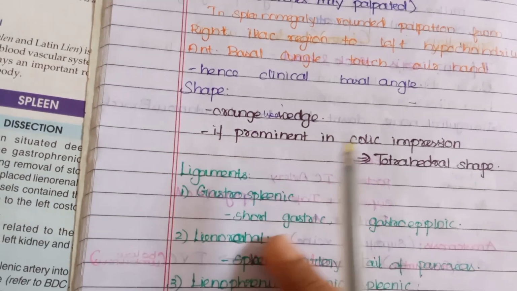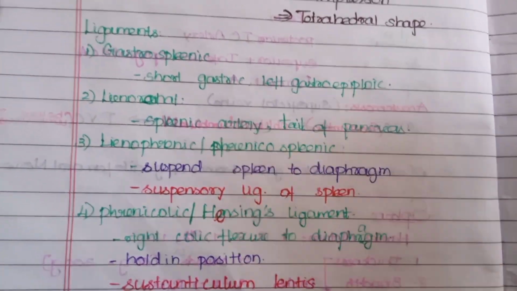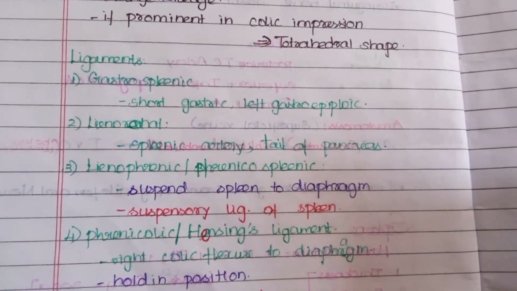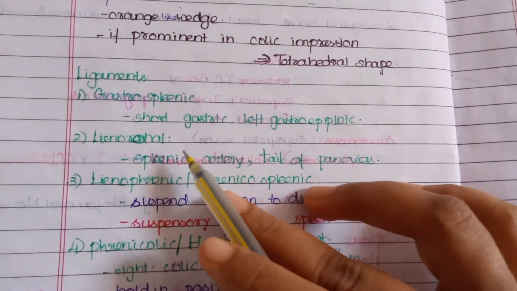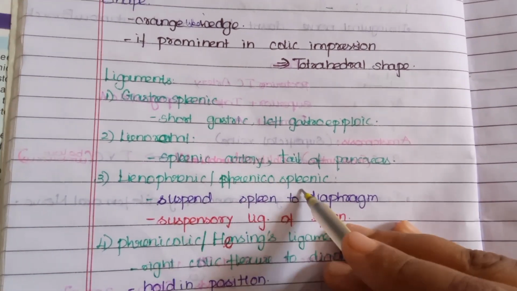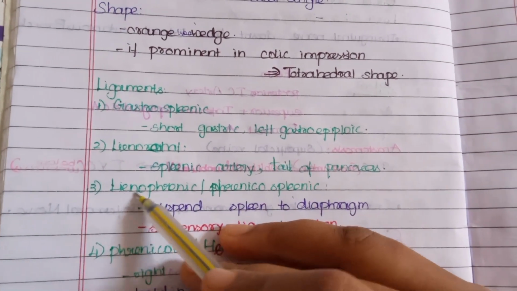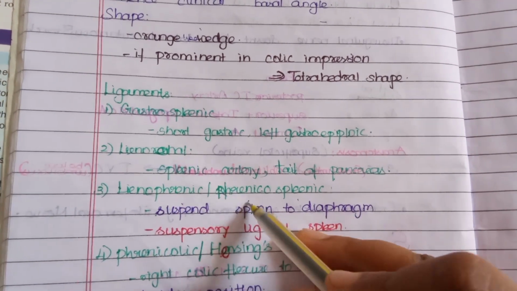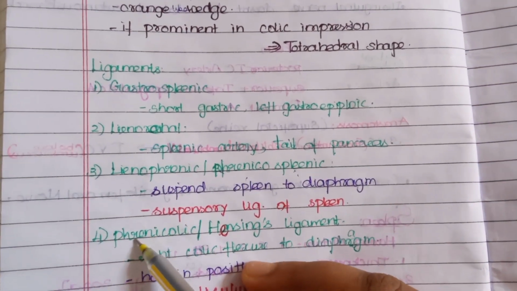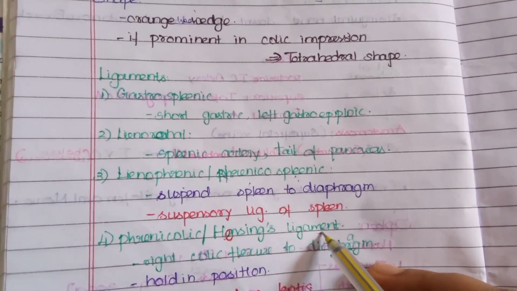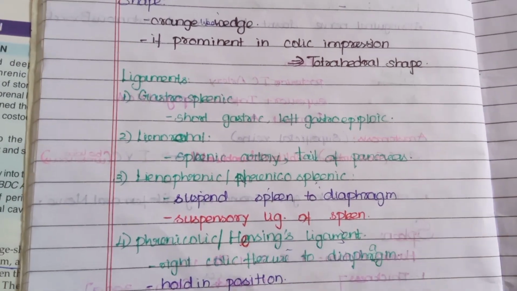Okay, ligaments of the spleen, very important. There are four ligaments: gastrosplenic, lienorenal, lienophrenic or phrenicosplenic. See, lieno means spleen only. And phrenicocolic, also known as Hensing's ligament.